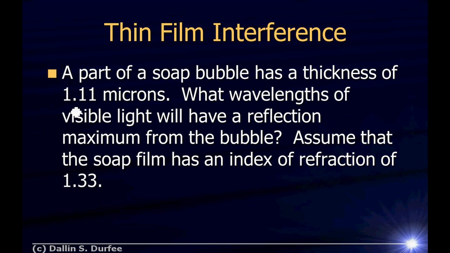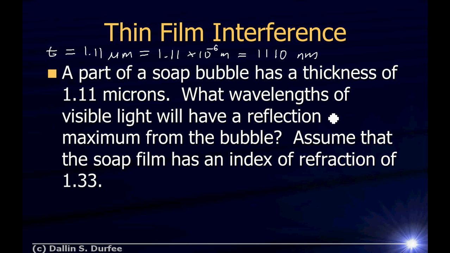All right, now 1.11 microns is the thickness of our film. Microns is just another name for micrometers. Now, a micrometer, as you'll recall, is just 10 to the minus 6 meters. So this is 1.11 times 10 to the minus 6 meters. But it turns out for this problem, I like to think of wavelength in terms of nanometers. It just makes me happy. So let's think of our thickness also in terms of nanometers. So 1.11 micrometers is also 1,110 nanometers.